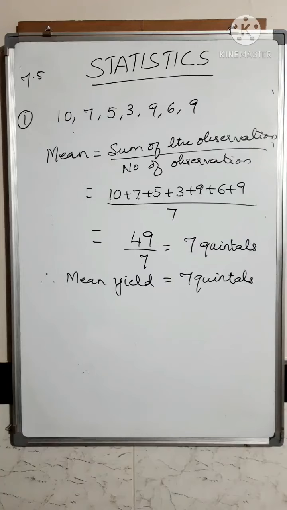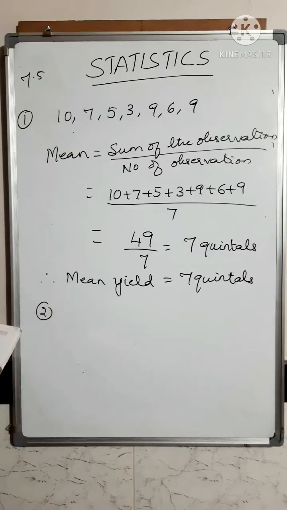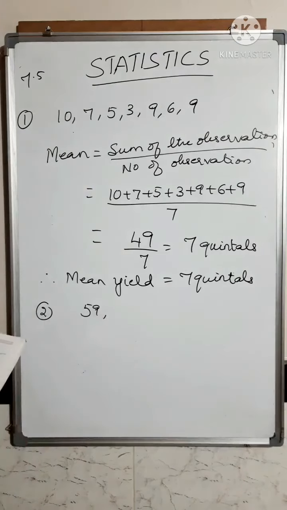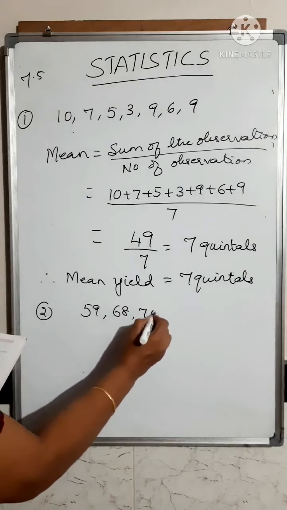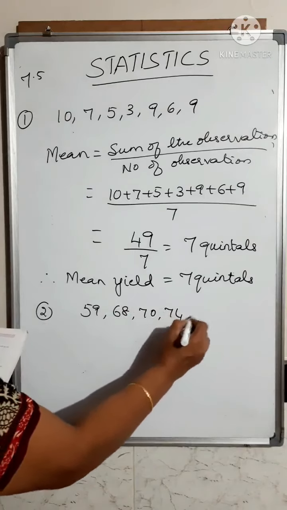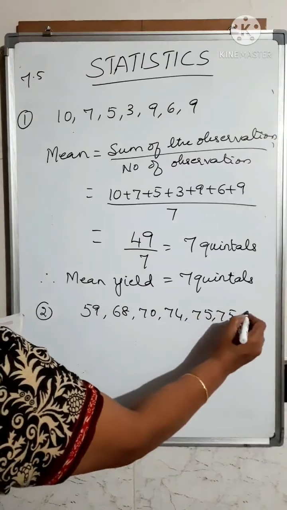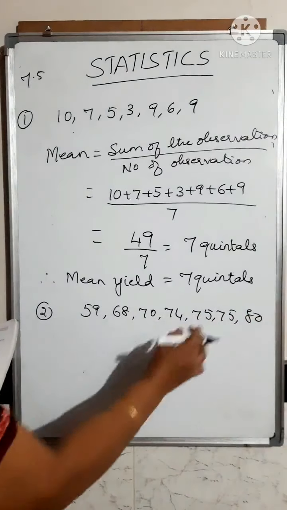The second one: find the median of the observations. So first what you have to do is arrange the scores in an order. Among all this, the smallest is 59. So write 59. After 59 you have got 68. Then you have got 70, 74, 75, again 75, then you have got 80. So first arrange the scores in the ascending order.